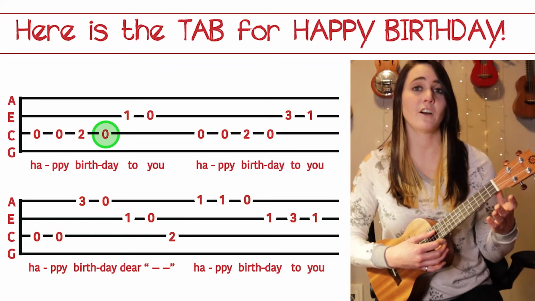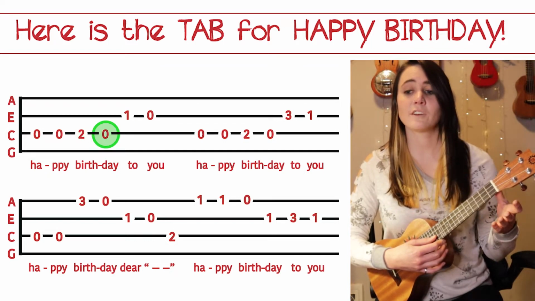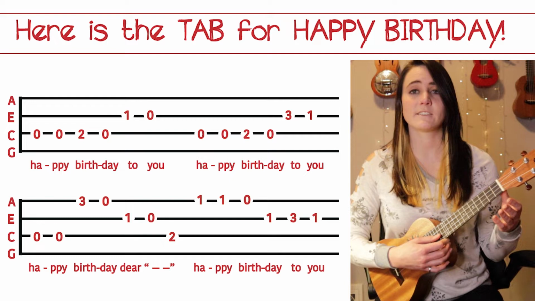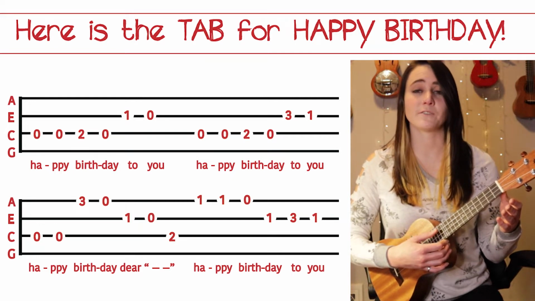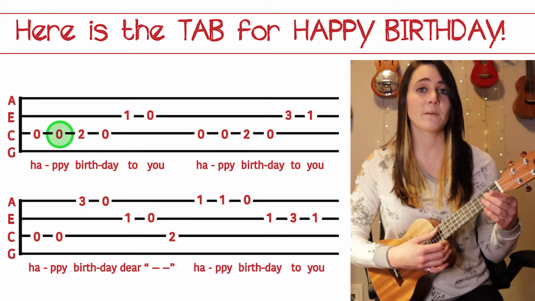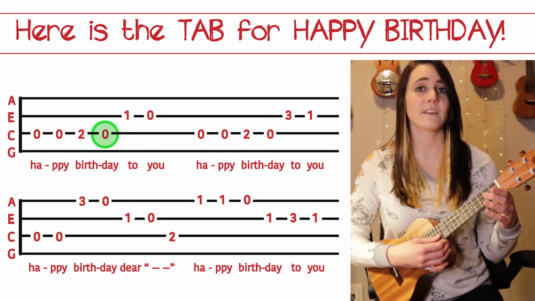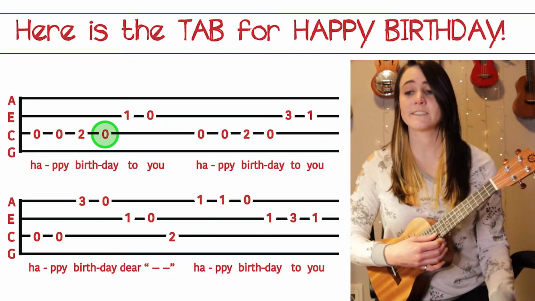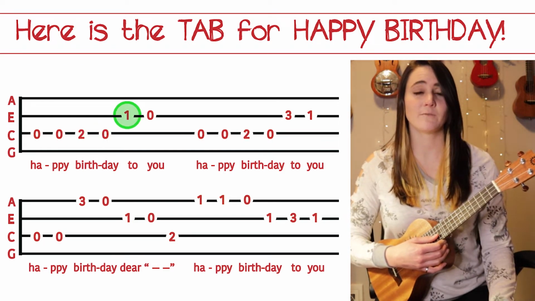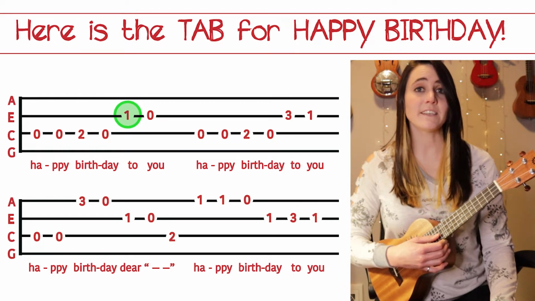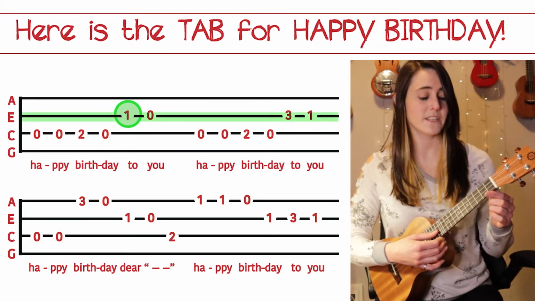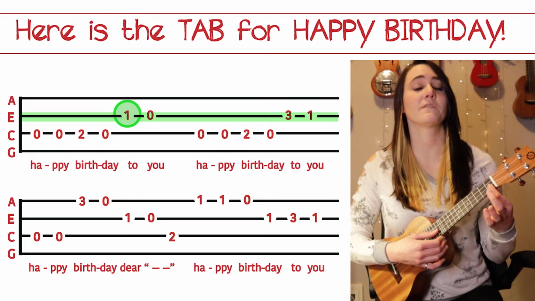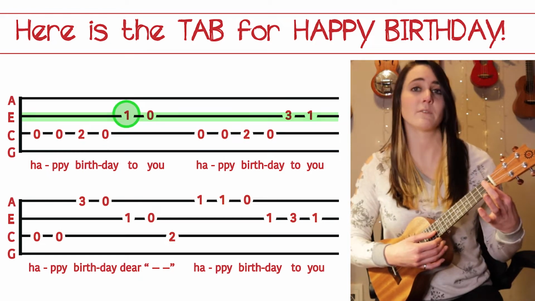So we lift our finger off. And if we look at the words below, we see that that's the lyrics to Happy Birthday. Now the next number, what string is it on? What line is it on? It's on the E string. So that means we're going to have to jump up to the E, and we're going to go to the first fret because it's a number 1. Now we pluck that.